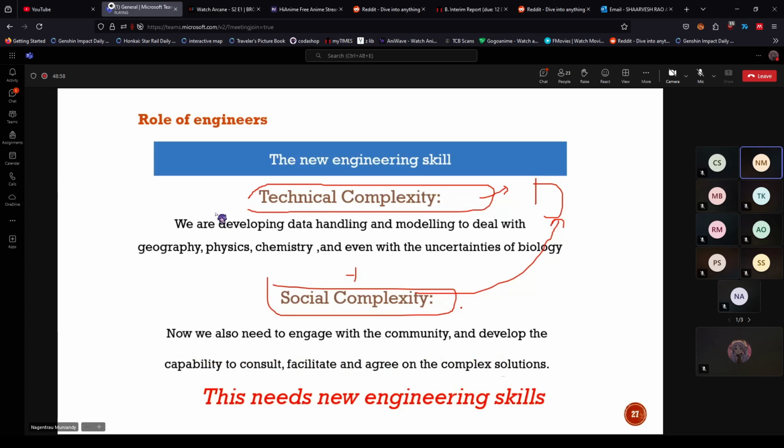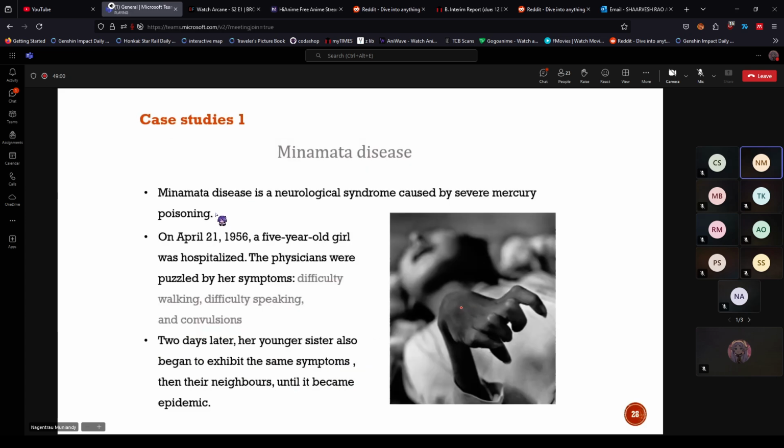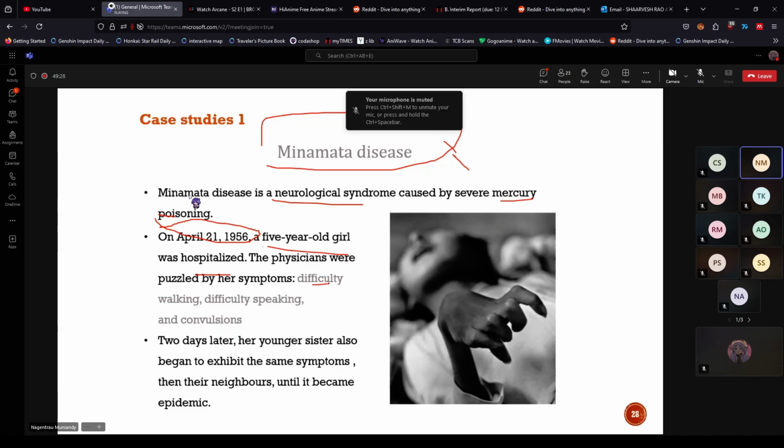All right, so now let us see some case studies related to sustainability. Have you heard about this disease, Minamata disease? It is basically a neurological syndrome. So how does it happen? By mercury poisoning. This is a real story. On April 21st, 1956, a 5-year-old girl was hospitalized. She had symptoms like difficulty walking, difficulty speaking, and convulsions.